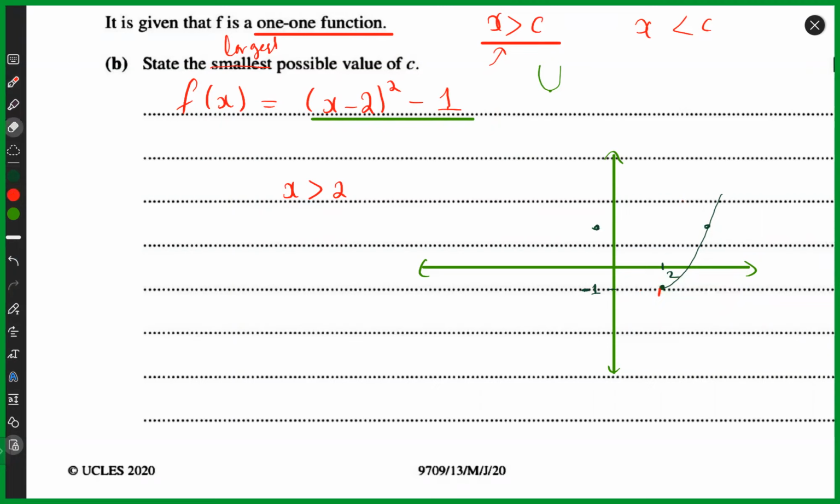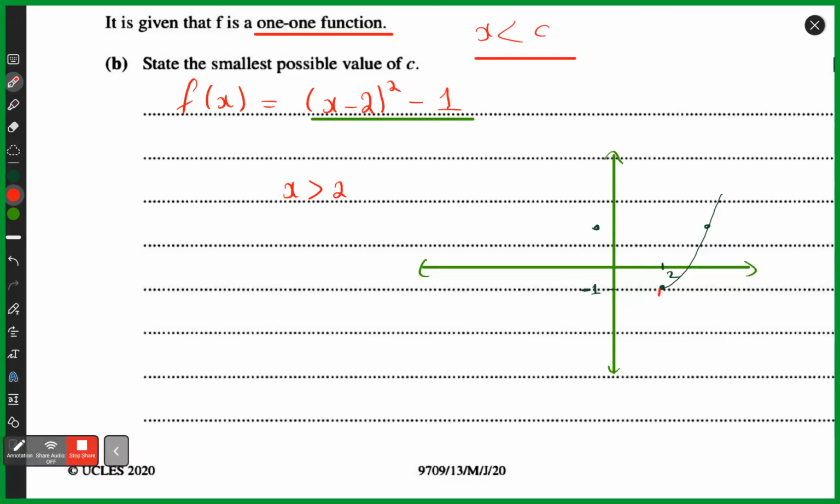The question was about finding the smallest possible value of c. And what exactly was c? This is how c was given. We were told that x is less than c. This is basically your domain, and it basically means that x is less than a number. Okay, this is what it would mean.